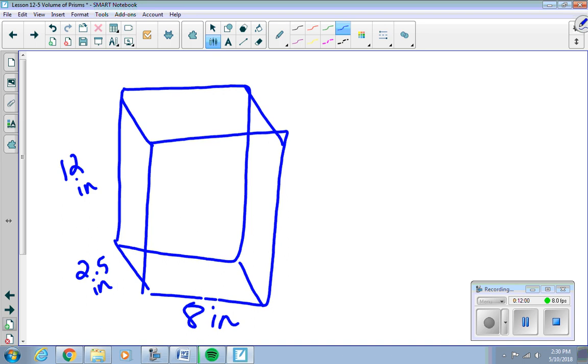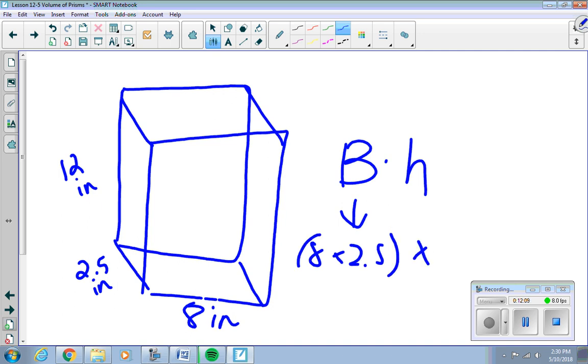So my base, my big B, times my height, my base would have been these two. And then times 8, or times 12, because that's how many layers there are of it. And I don't know what the answer is. I didn't do it, I just made these numbers. 240? Evenly? Cool. Inches cubed.